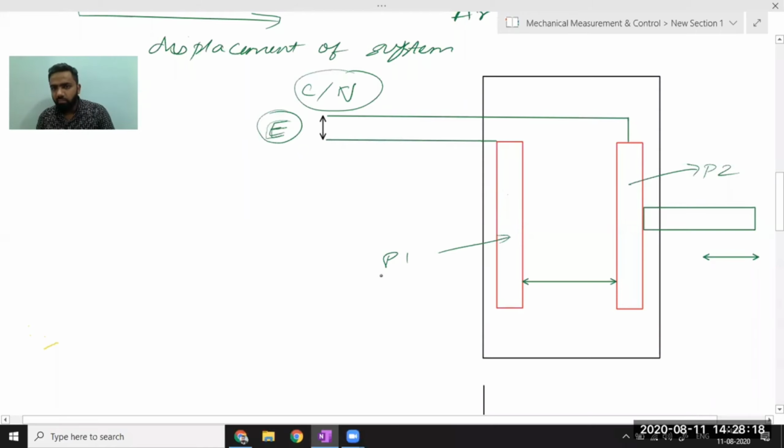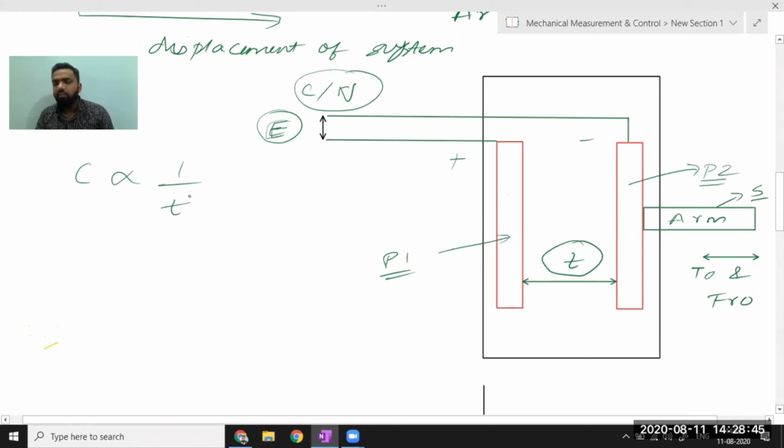So there is one plate which is P1, and one plate which is P2. Suppose this is plus and this is minus. Now I am saying this is my arm and this arm is attached to the system. When this system displaces, automatically this arm will also move to and fro. When this arm moves to and fro, this distance will change. This is nothing but the distance between the plates. So I can vary the distance between the plates.